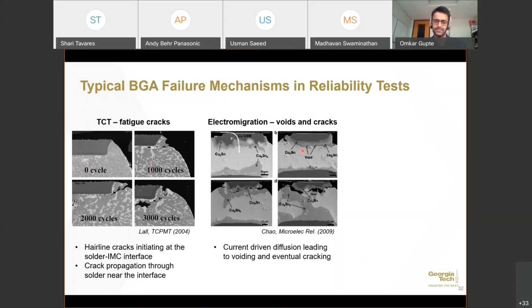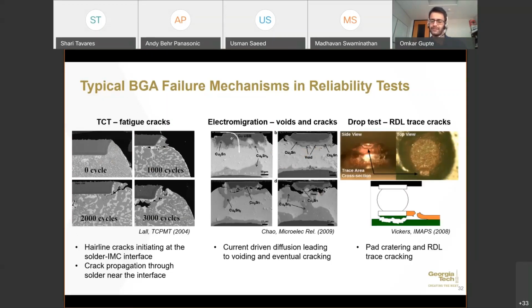For electromigration tests, you'll typically see small voids formed at the interface due to the current-driven diffusion, which will eventually, over time, lead to the formation of cracks. And for drop tests, the main failure mechanism is pad cratering and RDL cracking, where RDL is the redistribution layer, or the routing lines, which can get cracked. So these are the typical failure mechanisms.